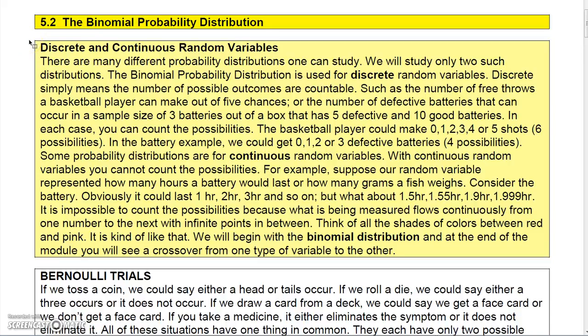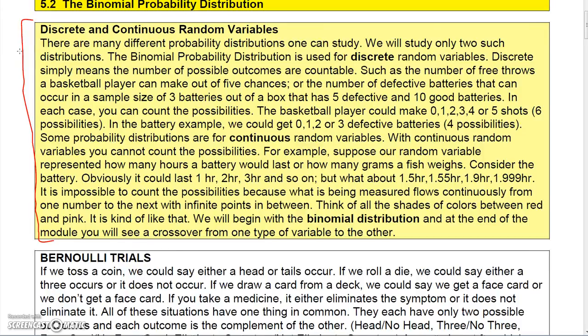In this section, we're going to talk about a probability distribution called the binomial probability distribution. Freeze the video here and just read this little blurb that explains the difference between discrete and continuous random variables. We're going to focus on two types of random variables in this chapter. One is a discrete random variable, which is the binomial probability distribution. And then in the next section we'll talk about a continuous random variable, which is the normal distribution.